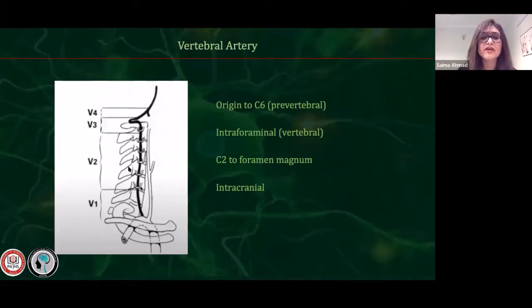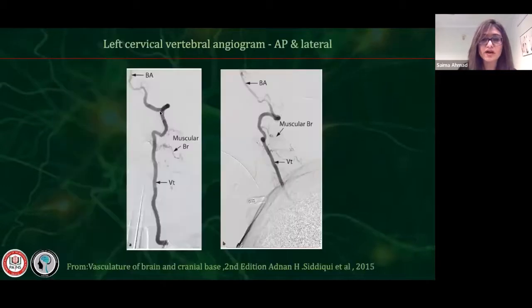Then straight away it goes into the C6 transverse foramina, and it's a large segment which is called the V2. It then exits through the C2, and up to the foramen magnum is the V3, which is again extraspinal, and then it pierces the dura to become intradural. So this is the straightforward course of the vertebral artery.